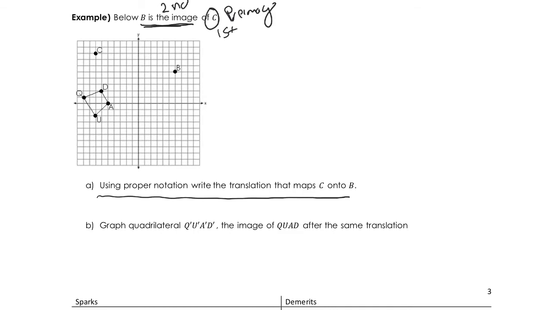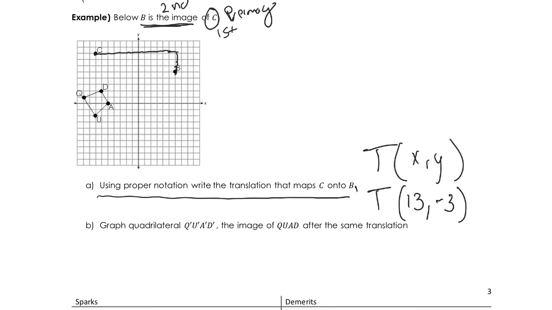So translation is capital T. Then I want to figure out how far does it go in the X, how far does it go in the Y direction. All you got to do is count. Not really a trick here. So from C, 1, 2, 3, 4, 5, 6, 7, 8, 9, 10, 11, 12, 13 to the right. That was a lot. 13 right, so positive 13 because I'm going right. Then down 1, 2, 3. Down is negative, so negative 3. So this is my translation: right 13, down 3 to get from C to B.